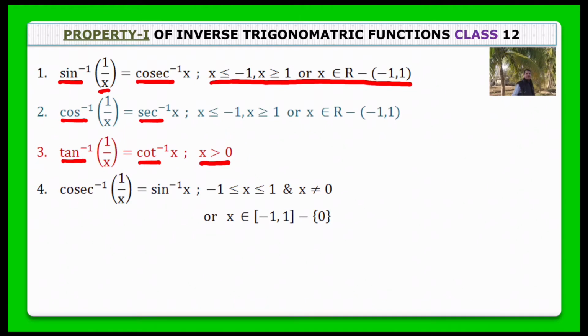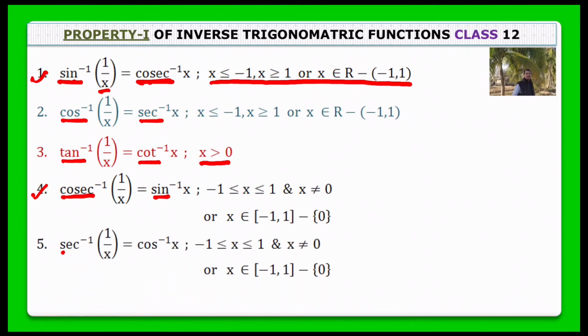And in the fourth, cosec inverse, you can observe that from the first and fourth, cosec inverse is converted into sin inverse, and in the first, sin inverse is converted into cosec inverse, means as in our previous discussion, there may be some relation, so cosec and sin have a relation. And now in the fifth, sec inverse and cos inverse, and sec inverse 1 upon x will be equal to cos inverse x.